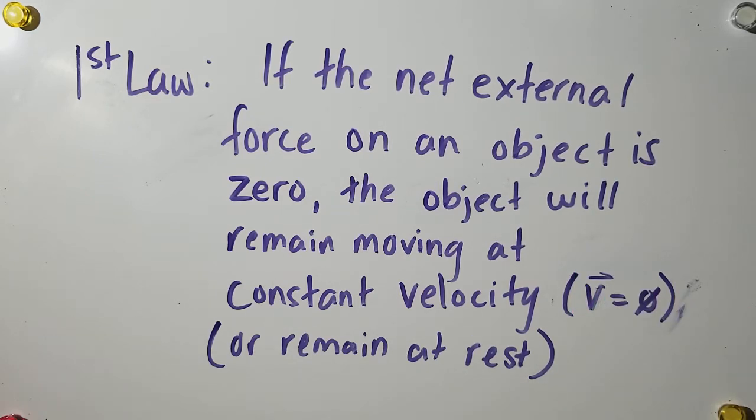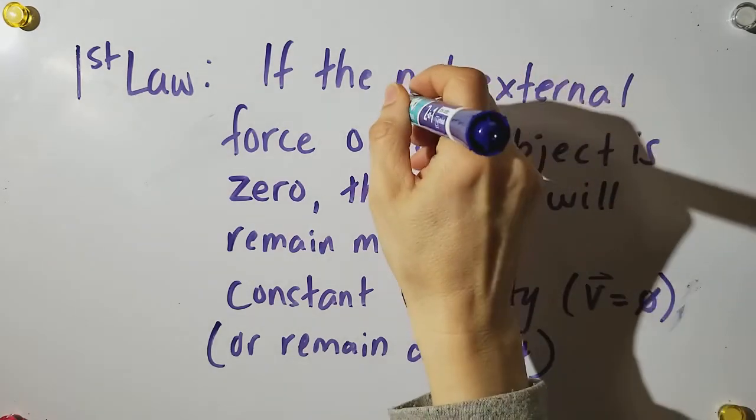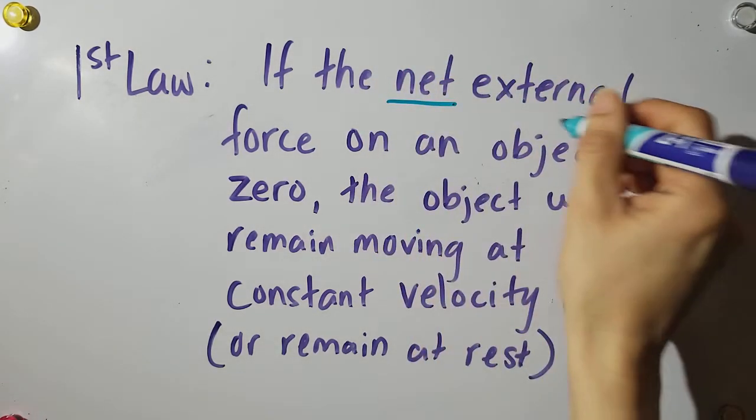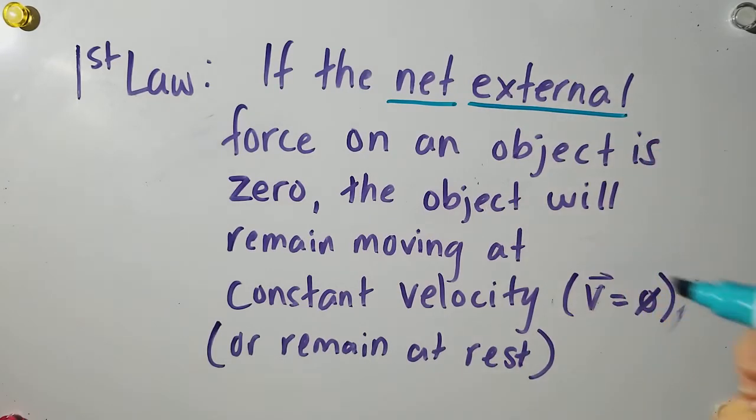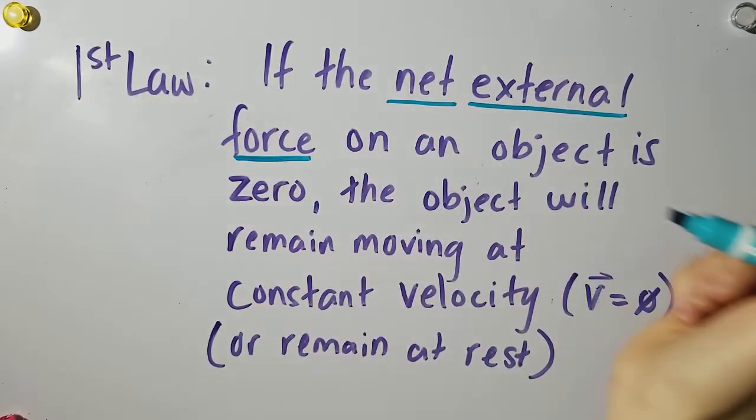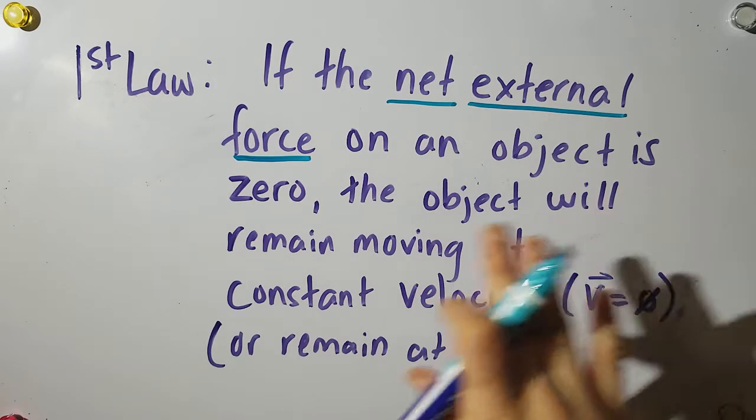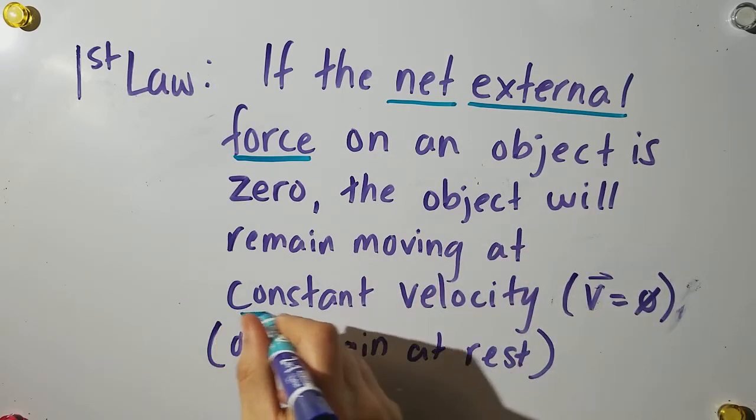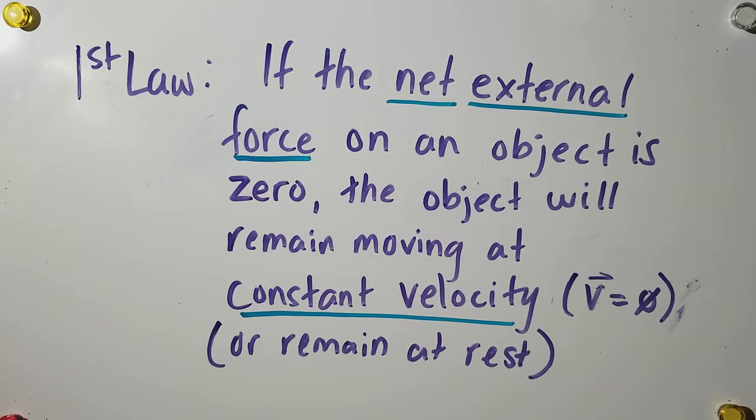So let's draw attention to a couple things that we need to understand so that we can understand Newton's first law. So first of all, we need to understand the word, what is net? What is external force? So net external force, all right, on an object is 0. The object will remain moving at constant velocity. So hopefully we're okay with constant velocity. Constant velocity means that it's moving at the same speed in the same direction. So constant velocity, there's no change in speed or direction.